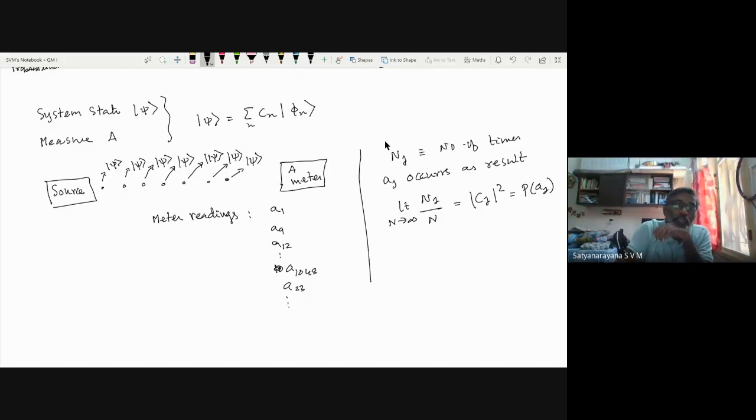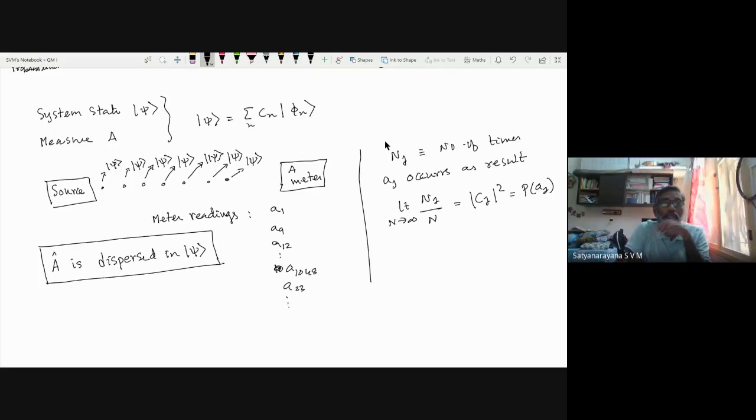Now at this point, I would like to use a language that in this case we say that A, that is this observable, is dispersed in psi. I want you to also notice that dispersed means what? All measurements of identically prepared states are not giving the same value. So there is a dispersion. Dispersion is essentially spread. So there is a dispersion in the results. So A is dispersed in psi.